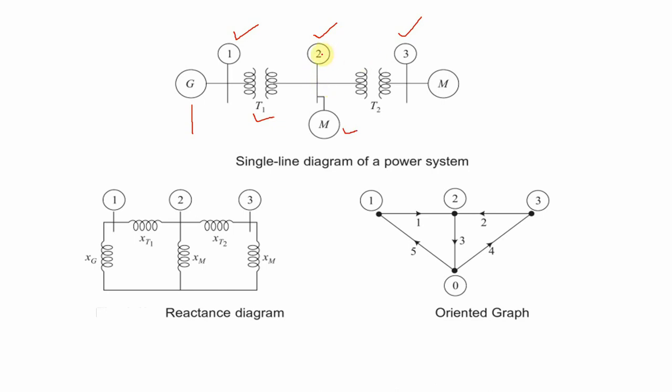Between bus number 2 and bus number 3, a transformer is connected, right? That is represented by T2. And another load in terms of a motor is connected to bus number 3. This is your bus number 3. So this is the single line diagram that is given, and our task is to replace this diagram with a reactance diagram. So how will we do it?